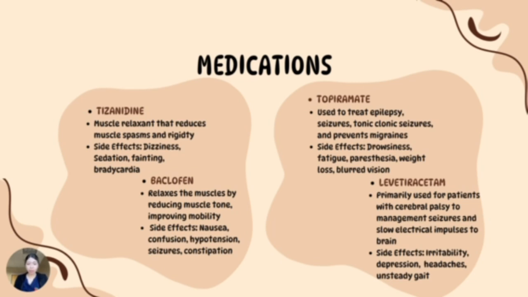We also have topiramate, used to treat epilepsy, tonic-clonic seizures, and prevent migraines. Side effects are drowsiness, fatigue, paresthesia, weight loss, and blurred vision. And levetiracetam, primarily used for patients with cerebral palsy to manage seizures and slow electrical impulses in the brain. Side effects include irritability, depression, headaches, and unsteady gait.